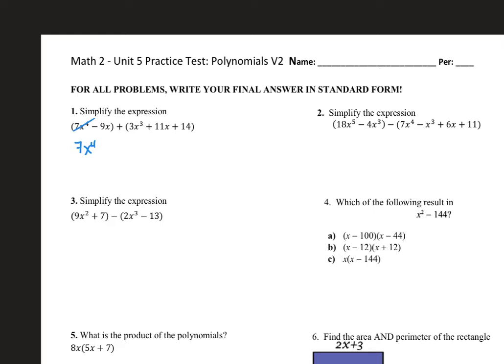Next highest degree is my x cubed term, and there are no other x cubed terms. Now I can combine my negative 9x and my positive 11x to make positive 2x. And lastly, I have my constant term, which is 14, so plus 14.